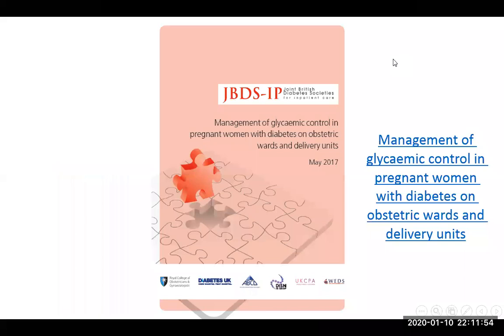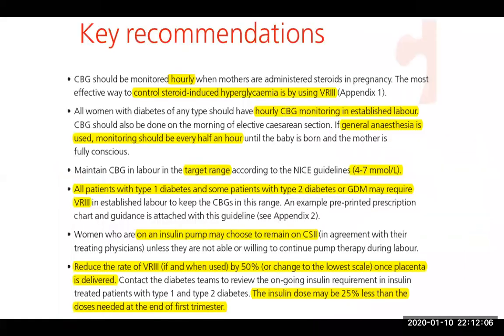Thank you. This is the guideline published by JBDS, and this is a very important guideline about the management of glycemic control in pregnant women with diabetes on obstetric wards and delivery units. Most of this data we revised in the previous guidelines. And of course, we must check blood glucose every 1 hour. But if the patient has general anesthesia, we must check every half an hour. And this is very important because it was a question in a previous exam.